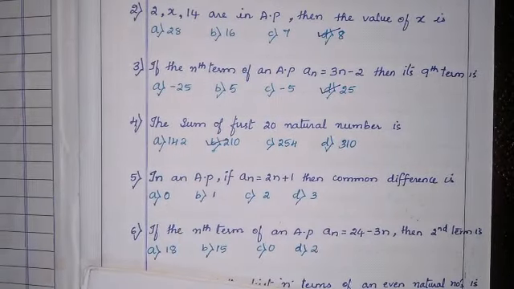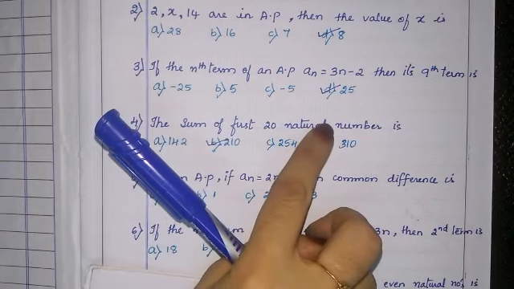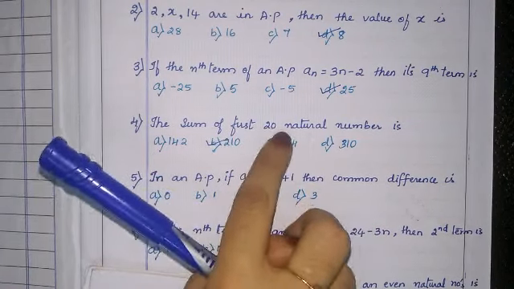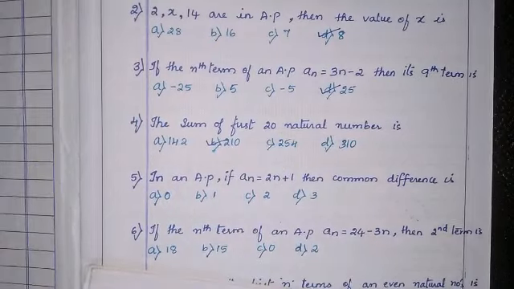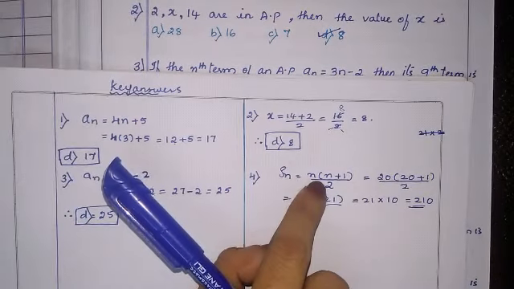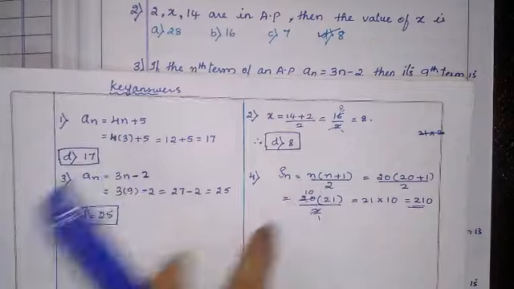When they ask the question, find the sum of the first 20 natural numbers or the first 30 natural numbers, in this situation you have to take this formula, Sn is equals to n into n plus 1 by 2.